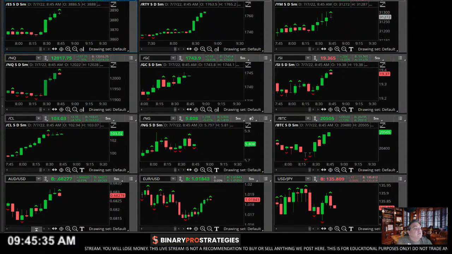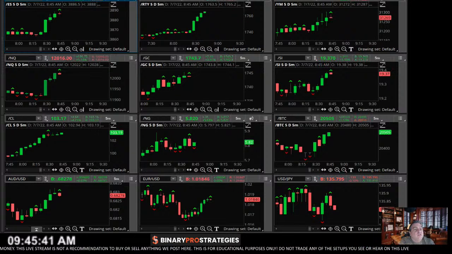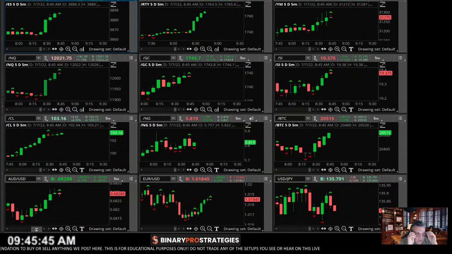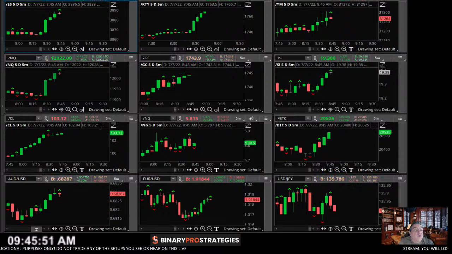Look at other things. That's the other thing that we teach: there are definitely intermarket relationships, but you have to understand those relationships. It's not as simple as saying it's a positive or negative correlation. You have to understand that correlation and when it's effective and when it's not effective.